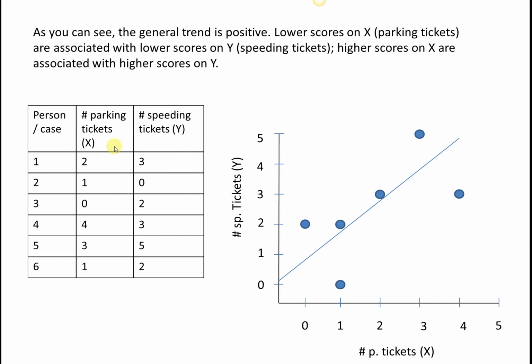So what that means in this particular illustration is that people who tended to indicate that they had more parking tickets also tended to indicate that they had more speeding tickets, whereas people who indicated that they had fewer parking tickets also indicated that they had fewer speeding tickets. So you can see that there is a trend, and this is what is referred to as a positive relationship between our two variables, X and Y, or in this case, number of parking tickets and number of speeding tickets.